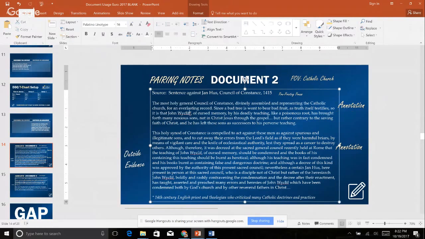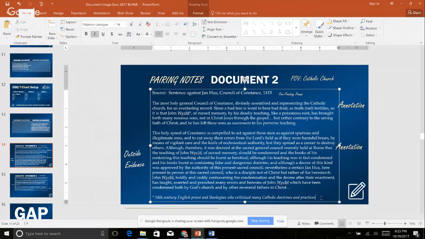Now, notice sometimes you'll see in the documents an explanatory note. And since John Wycliffe is somebody who is before the scope of this course, even earlier than Jan Hus, I believe he was a 14th century churchman, so there would be a little explanatory note. You'd see here, "14th century English priest and theologian who criticized many Catholic doctrines and practices." So I know what I need to know about John Wycliffe.